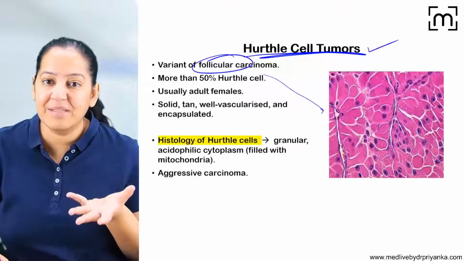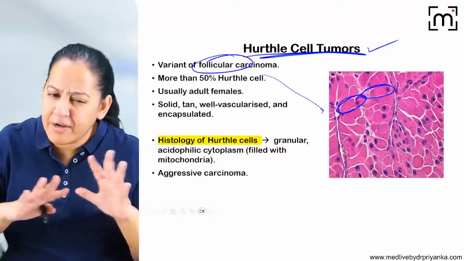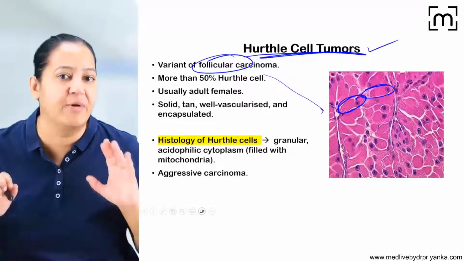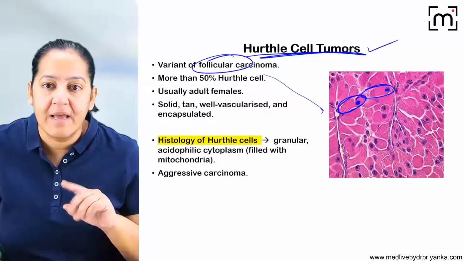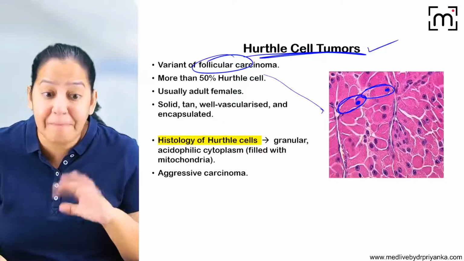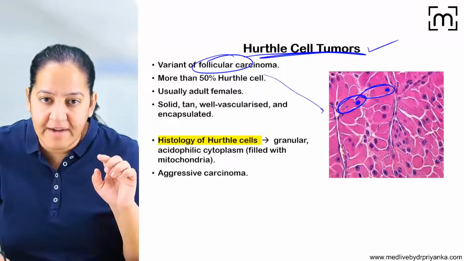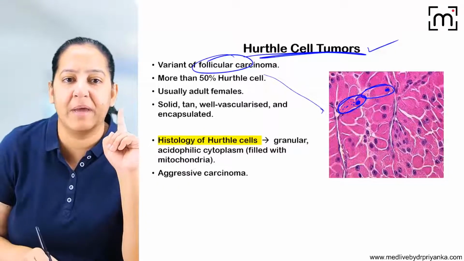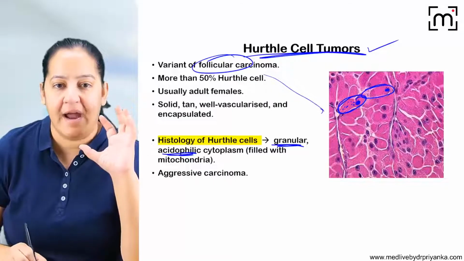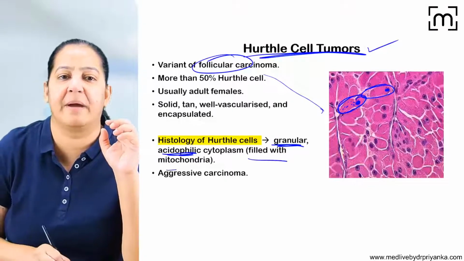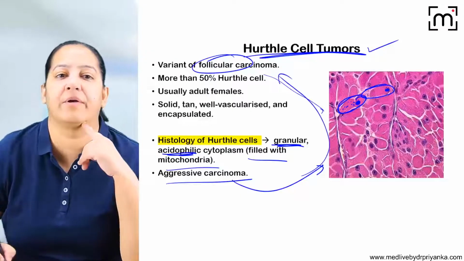What is the difference? You can see the tumor cells are very big, they are large, having abundant pink eosinophilic granular cytoplasm. Can you see the cytoplasm? This is the cell, this is the nucleus of the cell. See the cytoplasm. Say the cytoplasm is pink, eosinophilic and granular. You can appreciate the granularity in the cytoplasm. So the cytoplasm is very pink, very acidophilic, that is eosinophilic, and abundantly granular because it is filled with mitochondria. It's a very aggressive type of tumor. It is the aggressive variant of follicular carcinoma.